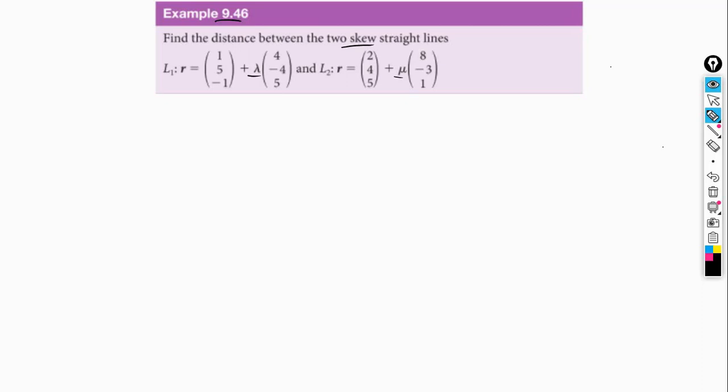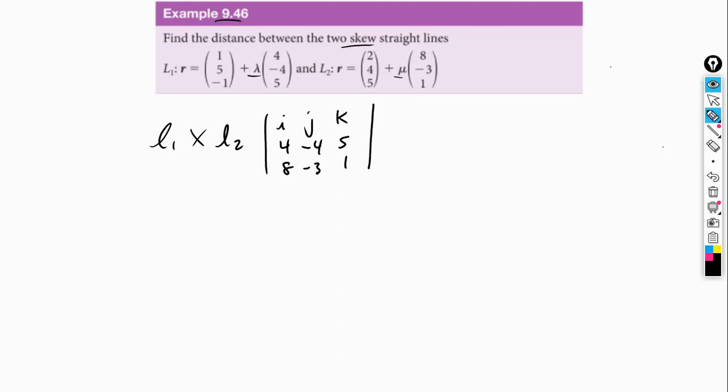Now, in order for the planes to be parallel, they must be perpendicular to the same vector, the cross product of the direction vectors. So if we grab direction vector 1 and do the cross product with direction vector 2, we should get a vector that is perpendicular to both vectors, right? So remember that this is going to be i, j, k, and then we have the first direction vector, which is 4, -4, and 5, and then the other one is 8, -3, and 1.